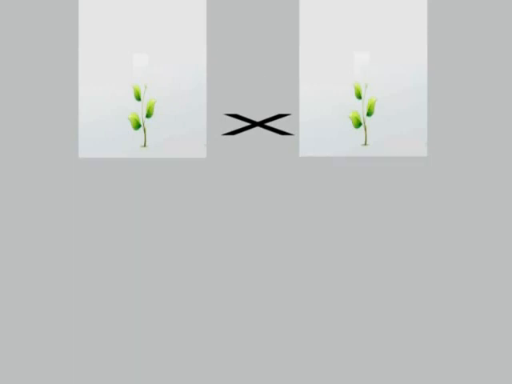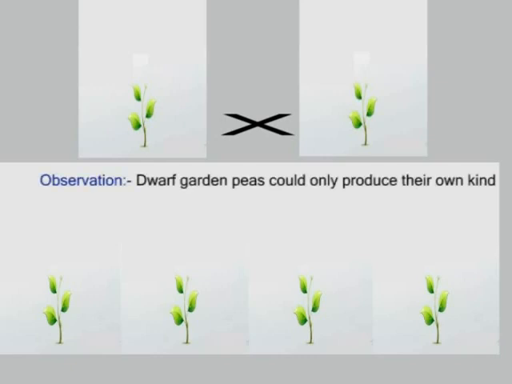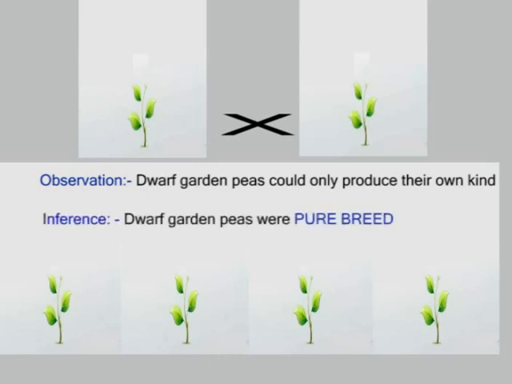He repeated the experiment for several generations and obtained the same results. What this showed is that dwarf garden pea plants could produce only their own type, that is, they were pure breeds.